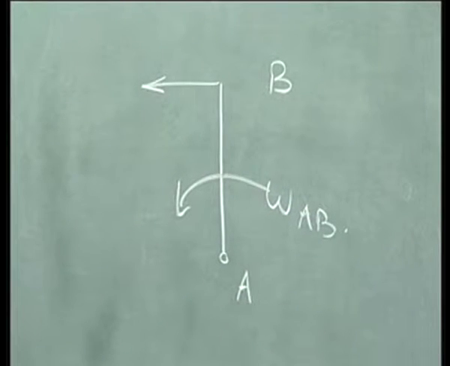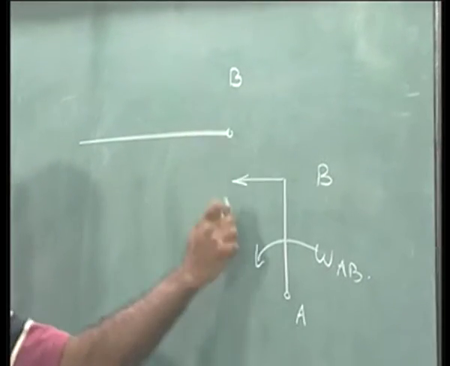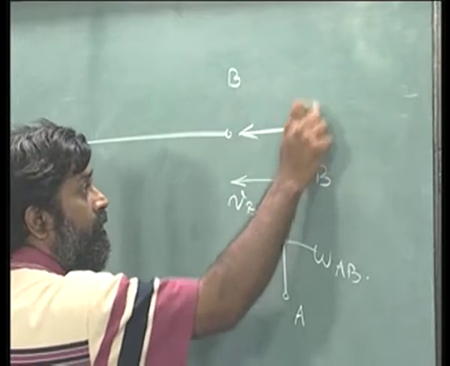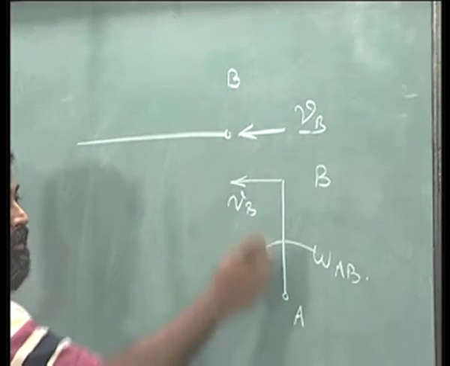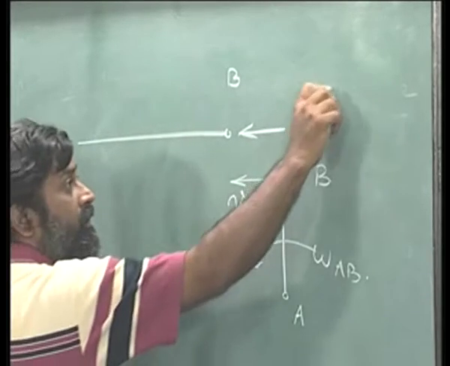Now, the other is this is B. Do I know the velocity of this B? Yes, because this velocity of B is known. What is this velocity? It is omega times this length. The direction is known. So, this is known to me.